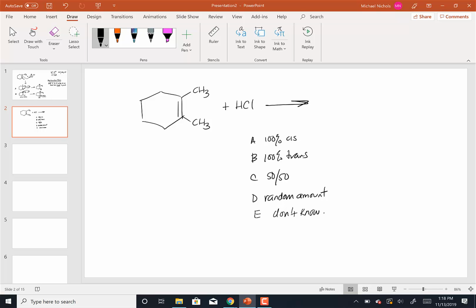Are you ready to vote? Okay, so write down your letter A, B, C, D, E, and hold up your card, or hold up your thing. Okay, I see mostly C's, and then I see a C/E. Nobody's going for random, because if it's random, we just move on. It's not. So C 50-50.